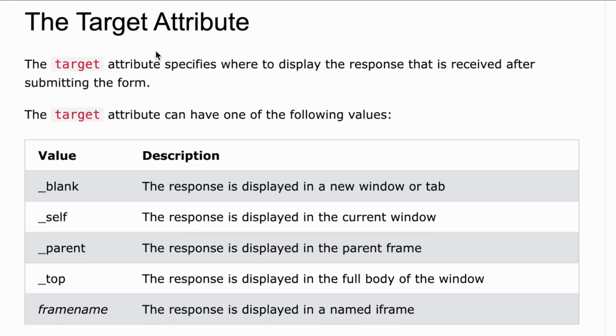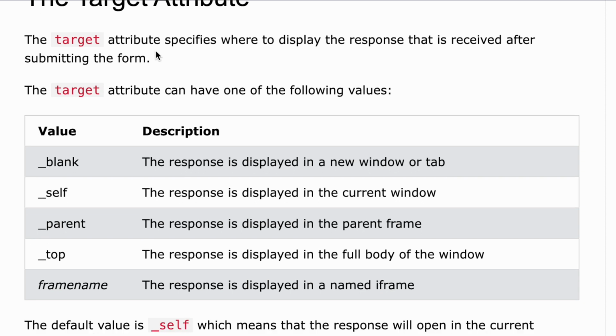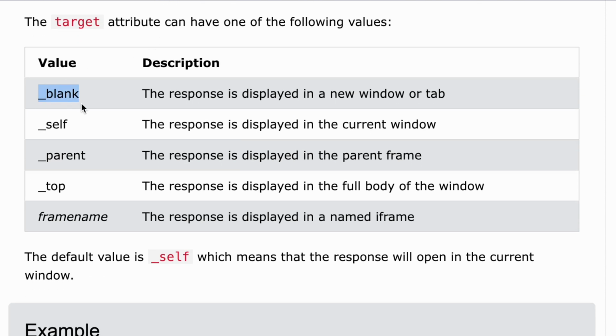Now let us talk about the target attribute. The target attribute specifies where to display the response that is received after submitting the form. So the target attribute values are _blank, _self, _parent, _top, and framename.